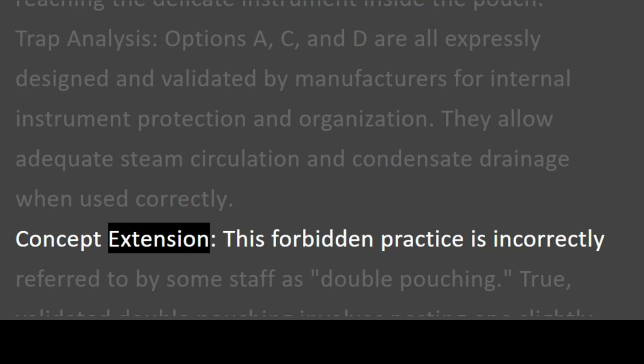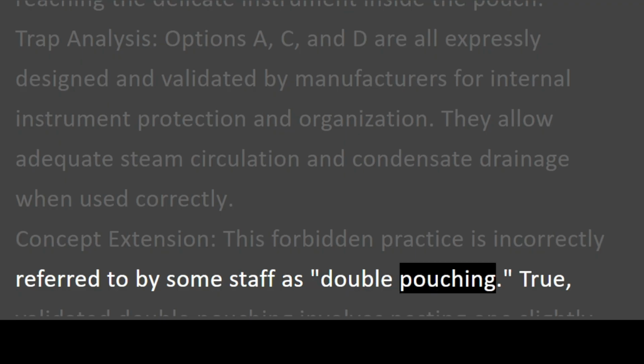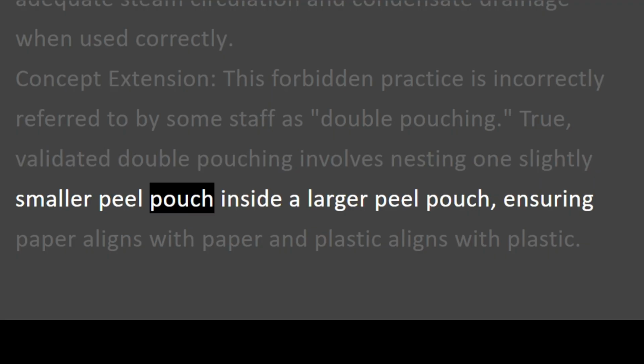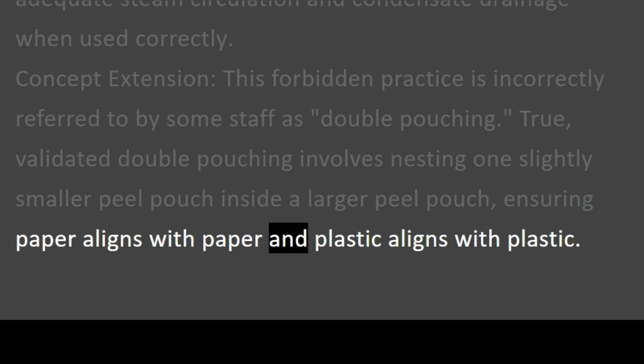Concept extension. This forbidden practice is incorrectly referred to by some staff as double pouching. True, validated double pouching involves nesting one slightly smaller peel pouch inside a larger peel pouch, ensuring paper aligns with paper and plastic aligns with plastic.